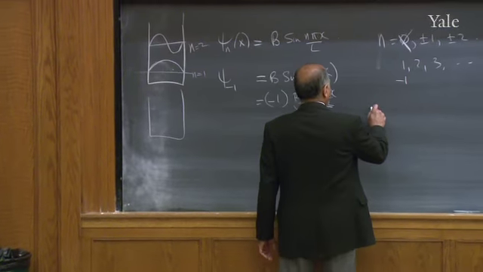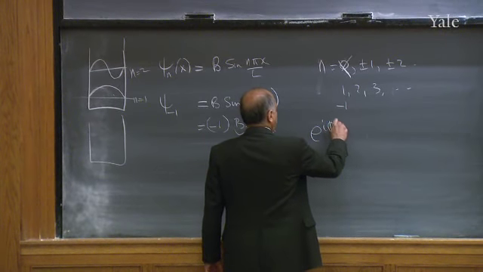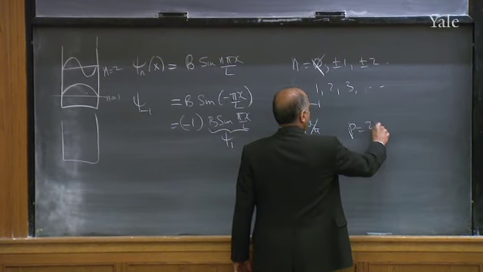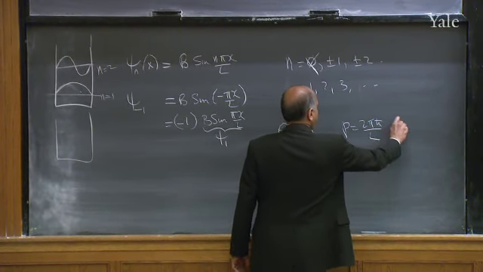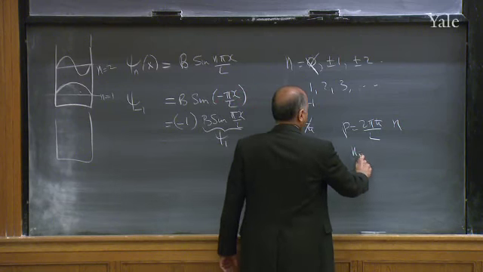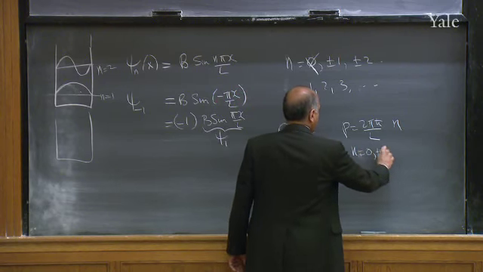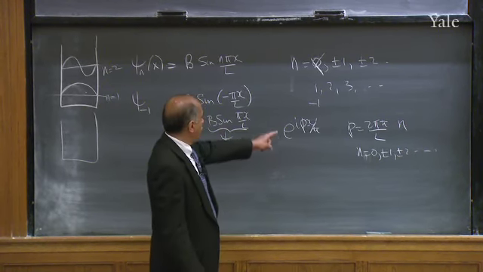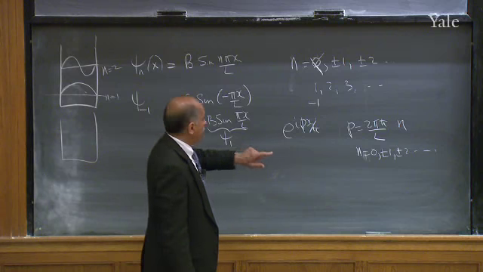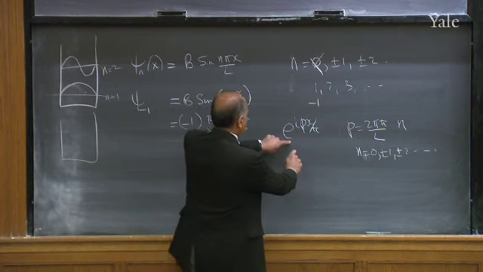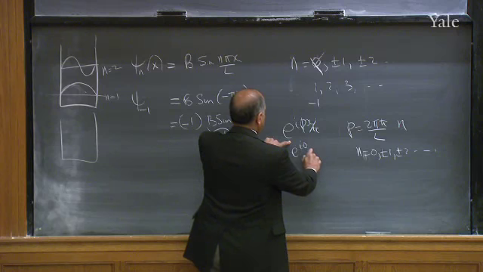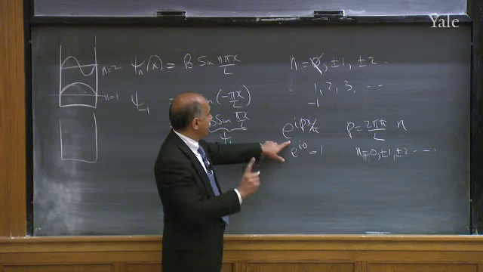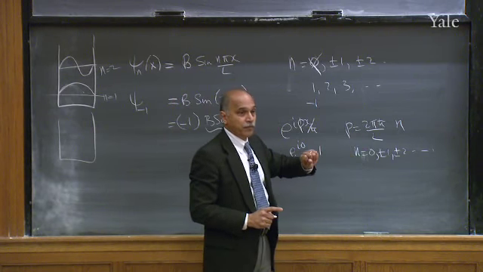But be very careful. When I did a particle on a ring, I did e to the i p x over h bar, where I said p is equal to 2 pi h bar over L times any integer n. There I let n be equal to 0, plus minus 1, plus minus 2, etc. Why did I allow that? First of all, in that case, e to the i times 0 is not 0. It's in fact constant. So for a particle going in a ring, the 0 momentum state is actually allowed.